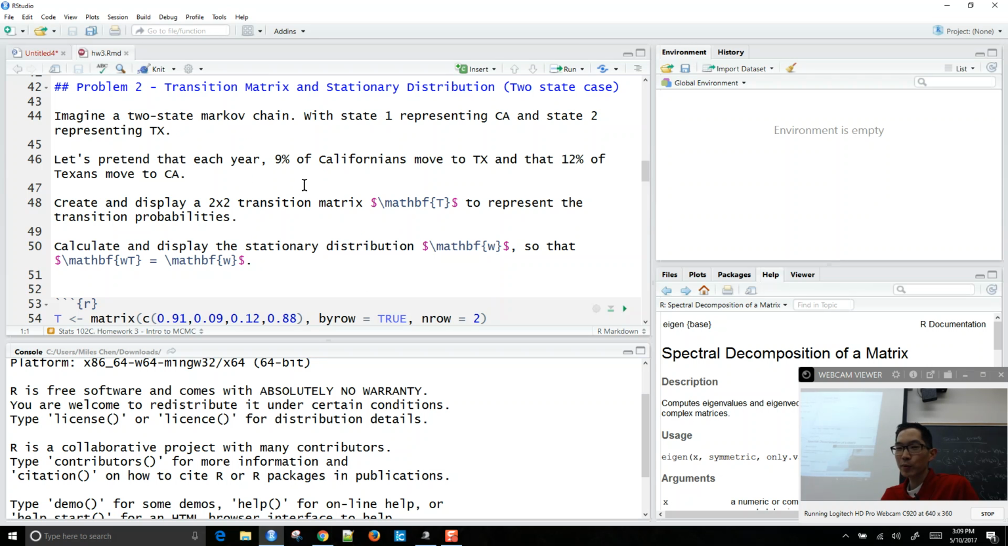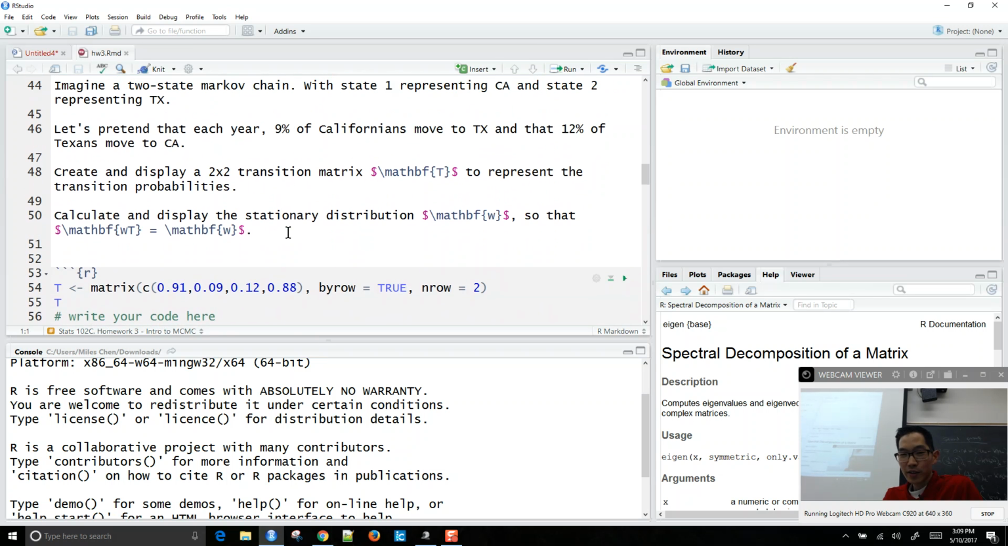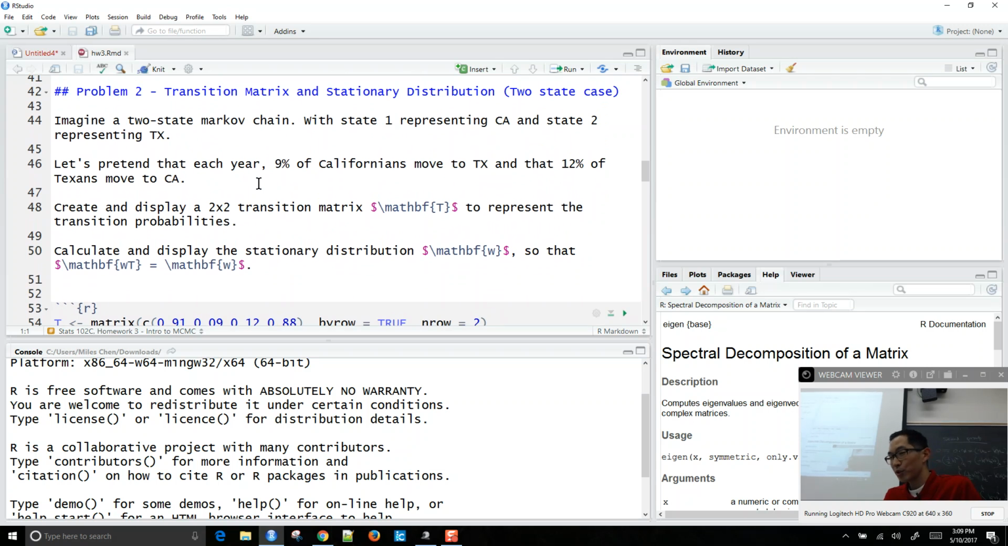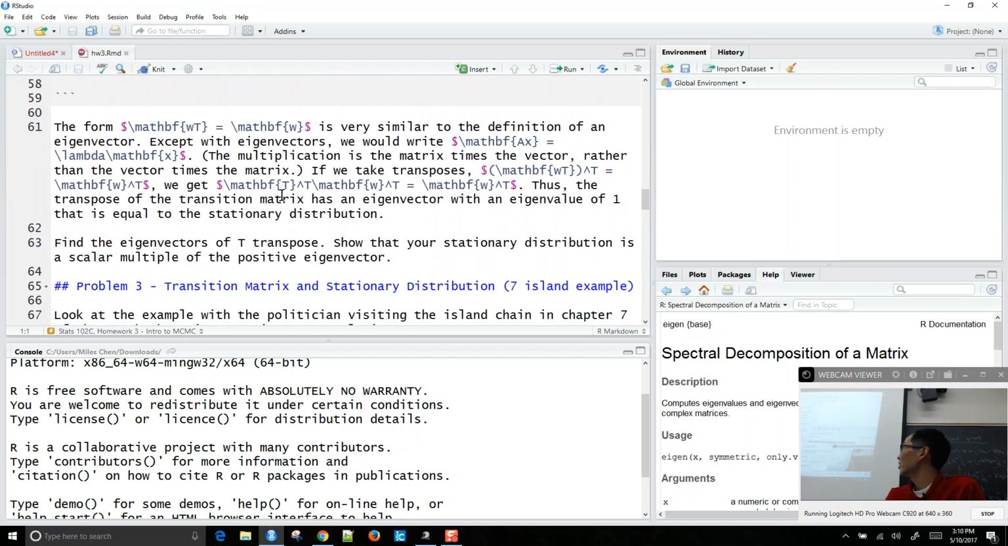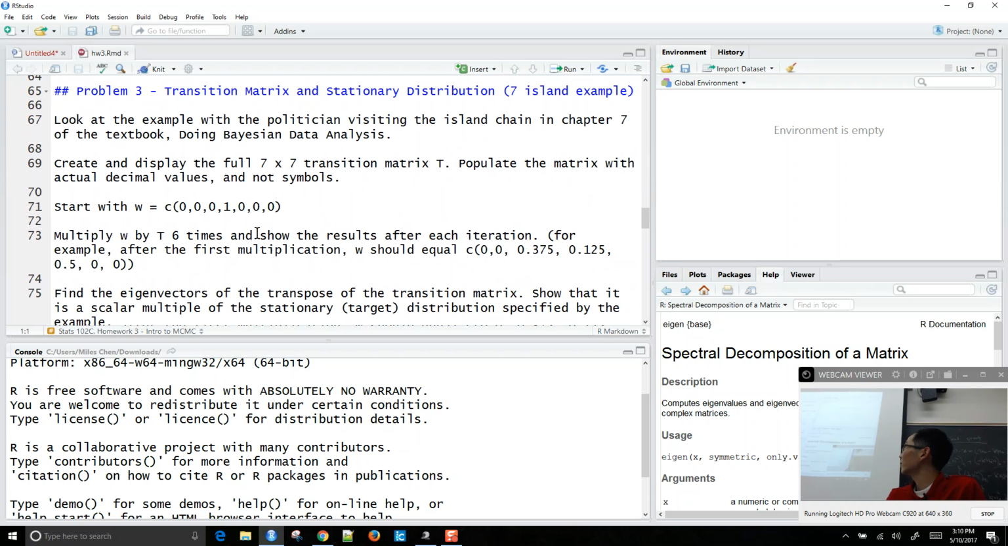But I think for problem 2, I'll probably have something very similar straight up. In problem 2, you create a 2x2 transition matrix for a 2-state Markov chain, and based on that, you have to calculate the stationary distribution. I think that's rather straightforward, but if you've never seen it or never practiced it, it could throw you off. So, practice that.